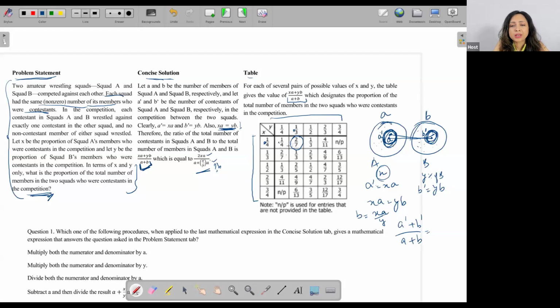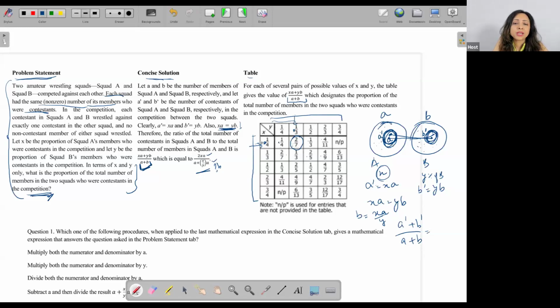So these various values are actually the averages, (XA + YB) upon (A + B), which designates the proportion of the total number of members in the two squads who are contestants in the competition. So this tells us that 2/7 were contestants out of the total number of members in the two squads, right? When X is 1 by 4 and when Y is 1 by 3. So the values of A and B are such that in this case they gave us 2 by 7. They took X as 1 by 4, Y as 1 by 3 and some values of A and B, whatever they did, they got the answer 2 by 7.